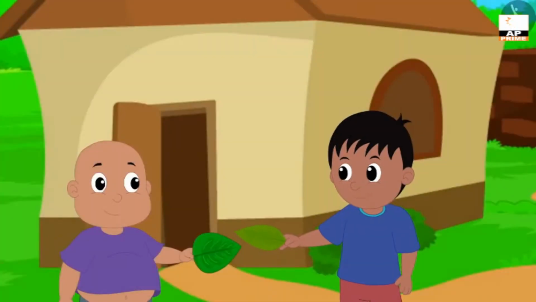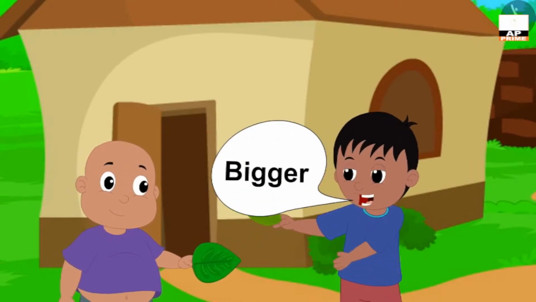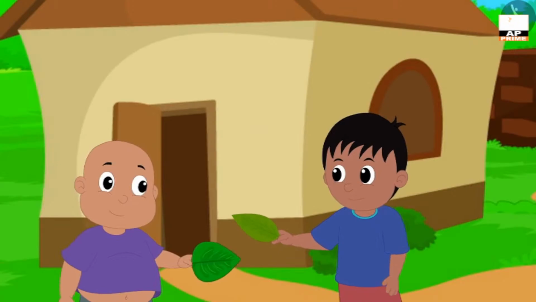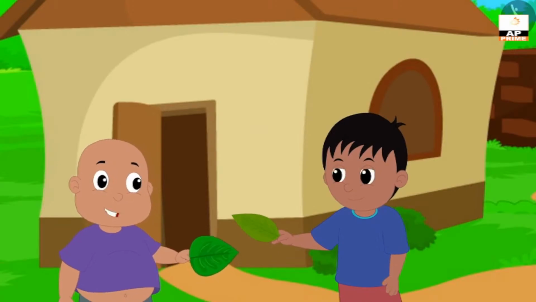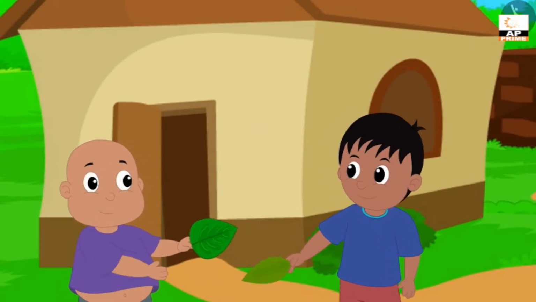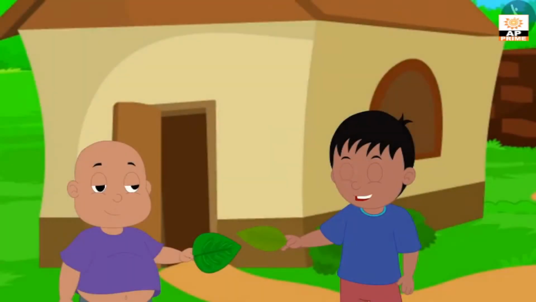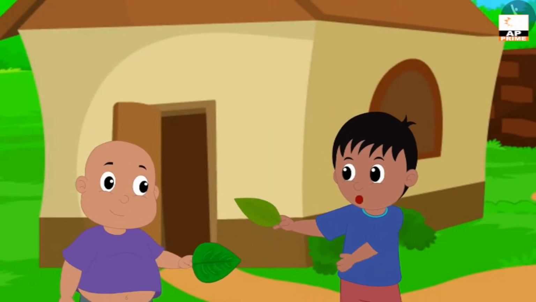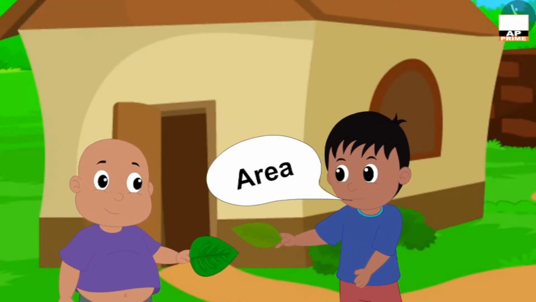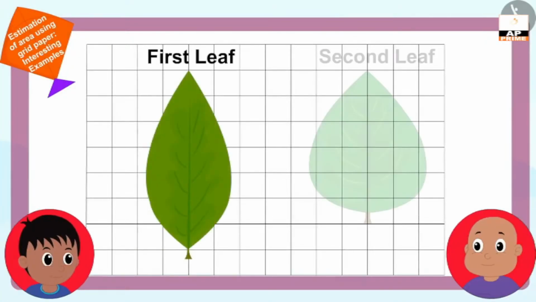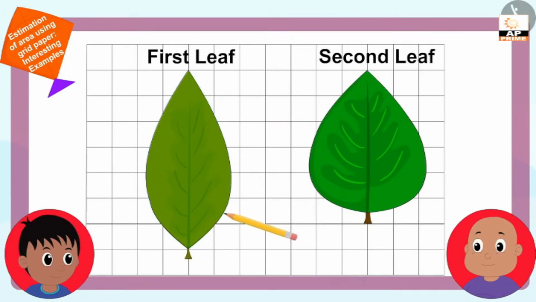Bablu, we should use the bigger of these two leaves to make our painting. Raju told Bablu. But how will we find that out? Bablu asked Raju. All we need to do is to find the area of these two leaves. The leaf which has more area is bigger. Saying this, Raju created outlines of both the leaves using a pencil on a grid paper.